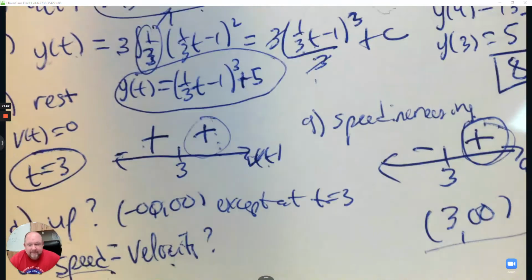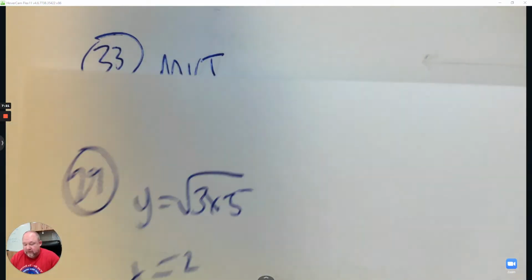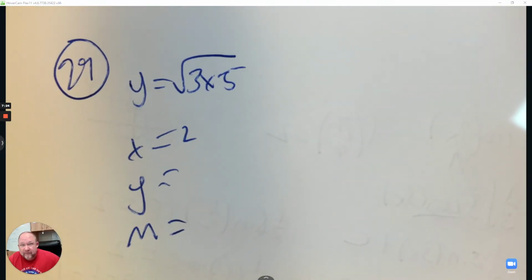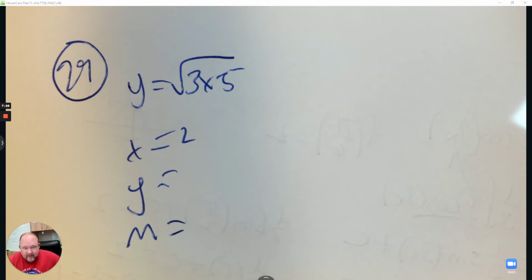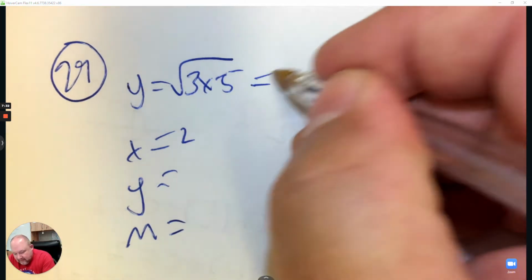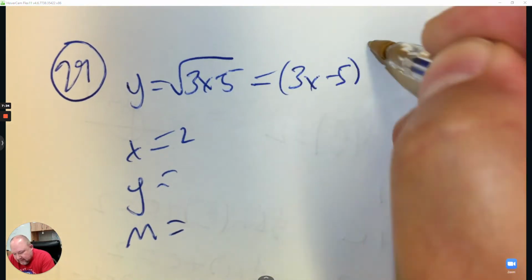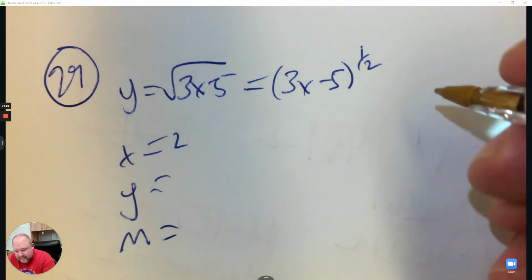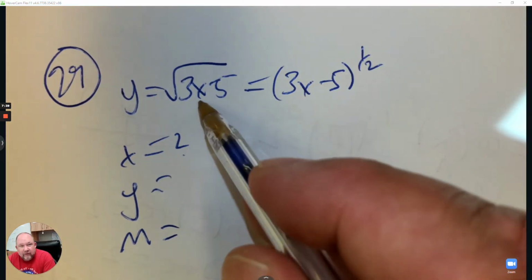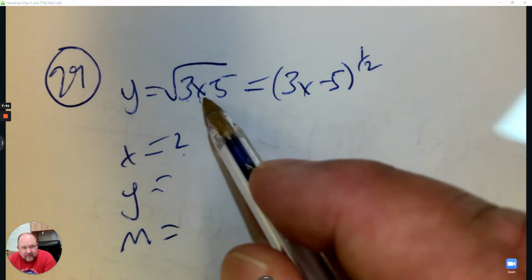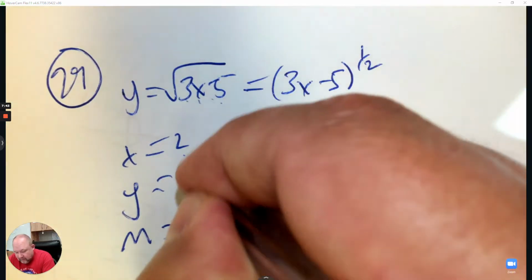Good question. All right, number 29, you should press pause and write it down and do your best first. Then press play. In number 29, you're asked to find tangent and normal lines. So I already have it set up. And so I'm going to write this as (3x subtract 5) to the 1/2. If I plug in 2 for x, 3 times 2 is 6, take away 5 is 1, and the square root of 1 is 1.